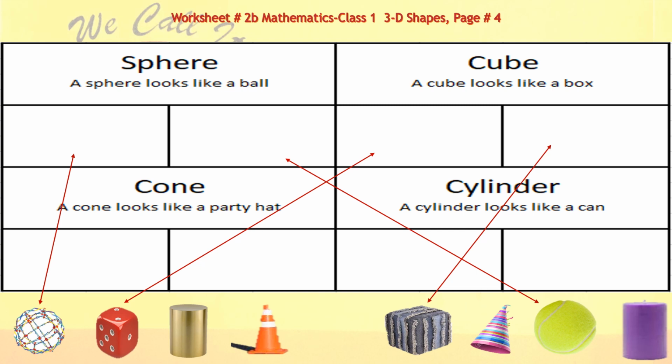The next one is a cone, a traffic cone, and a party hat. Very good. The last one is a cylinder, a metallic rod, and a candle. They both look like a cylinder and they are like a can. I have matched it for you, but you have to paste it with a glue. I'm going to show you how I did it.